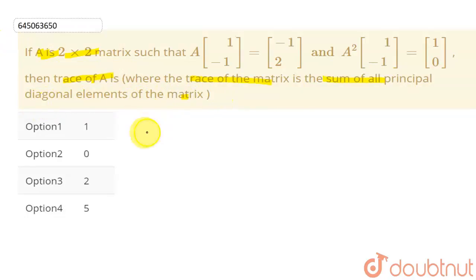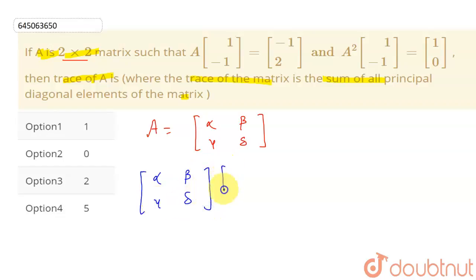Now let me take this matrix A as alpha, beta, gamma, delta. These are the four elements of this matrix, as it is a 2 cross 2 matrix. Now let's see what is given. We are given that A into this is equal to this. Let me write the product of these two, A into 1 minus 1, is given as equal to minus 1 2.